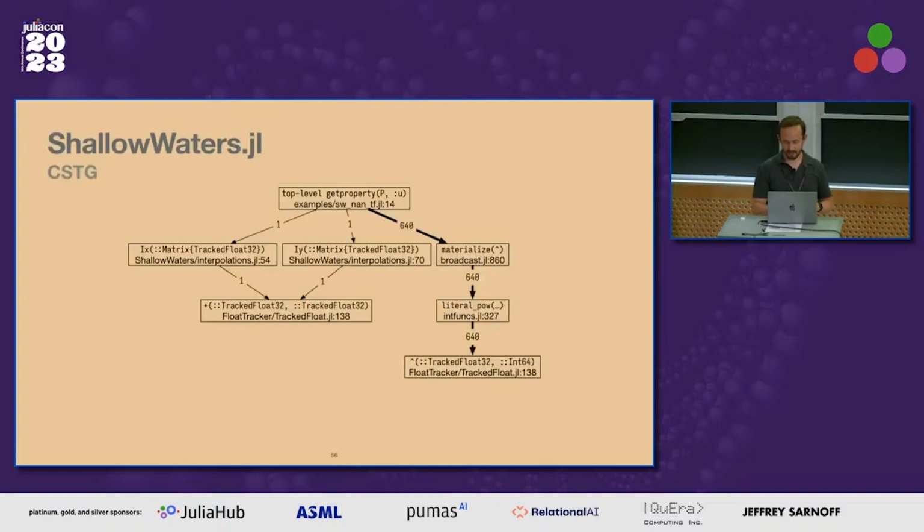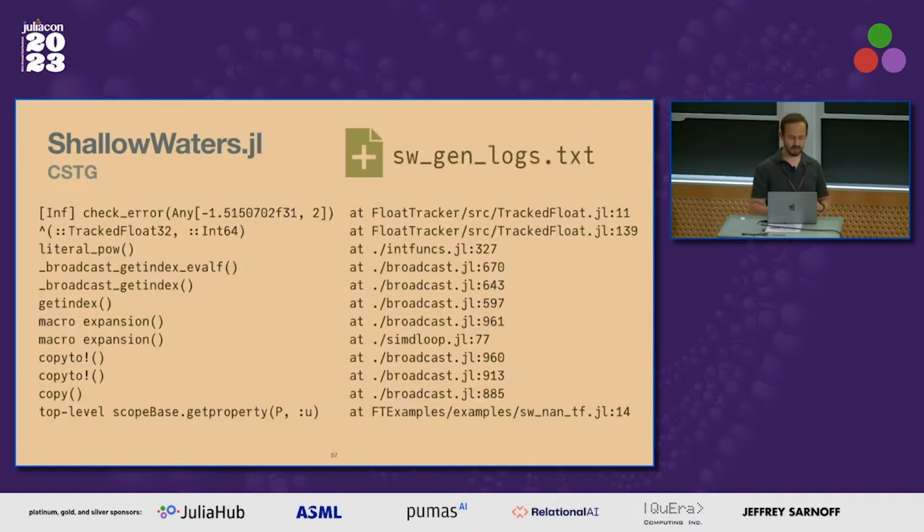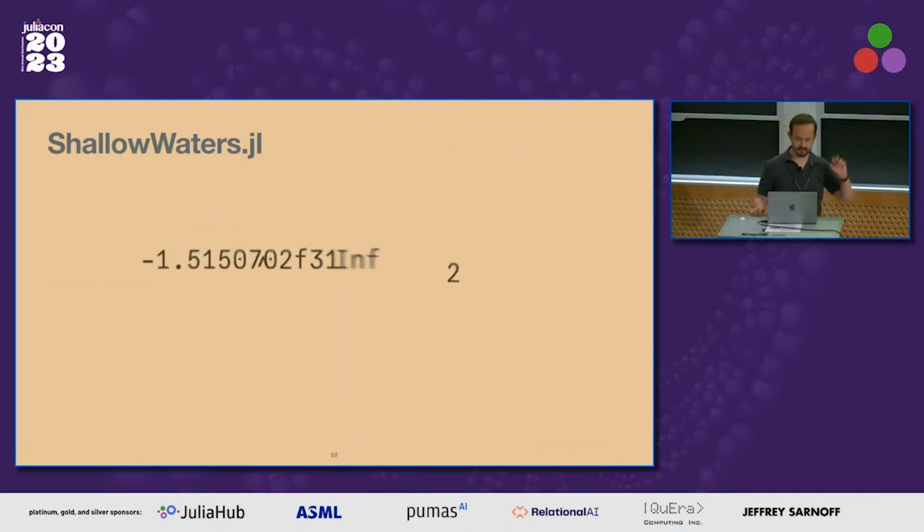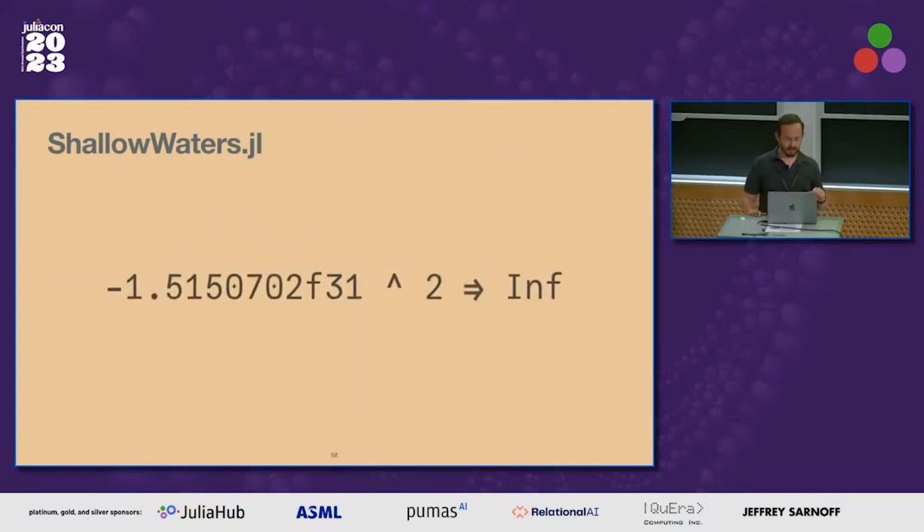Here is the CSTG for the infinity gens. And it looks like almost all of the infinity gens are coming from this exponent. So let's go ahead and look at the logs. And here's what we got. I'm going to pull out the salient values again. Negative 1.5 times 10 to the 31st, squared. Okay, that is definitely going to blow your 32-bit representation out of the water.